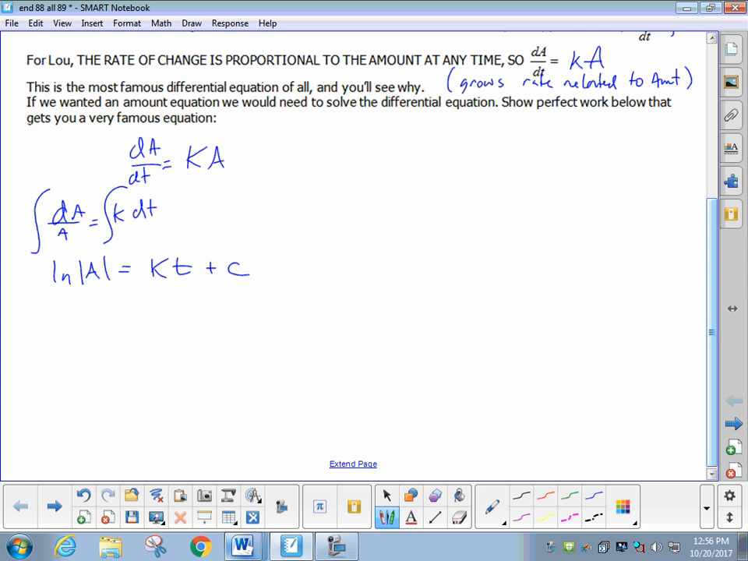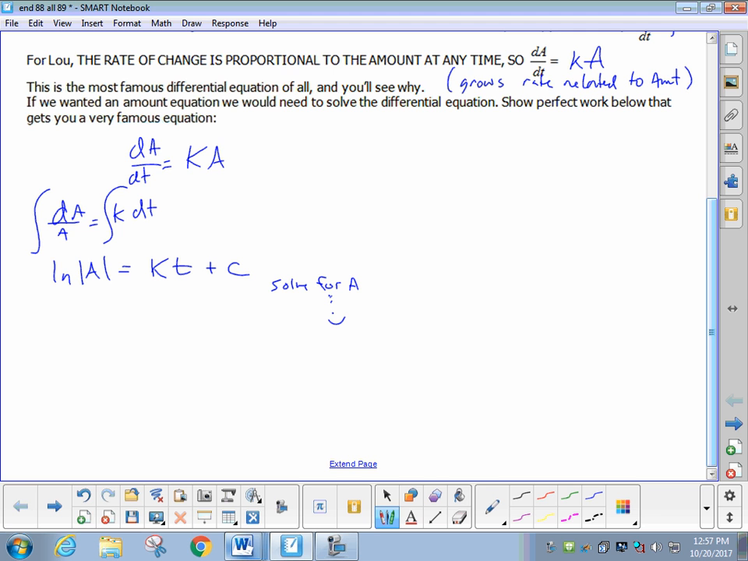Now, I want to do two things. I want to get an A equation, so I want to solve for A, and I also want to put in an initial condition to get that C. Now, normally I say put in the condition right away to get the C, but you'll see that it'll pay off if you wait a little bit here. I'll show you why. I'm going to wait, and I'm going to now start to solve for A.